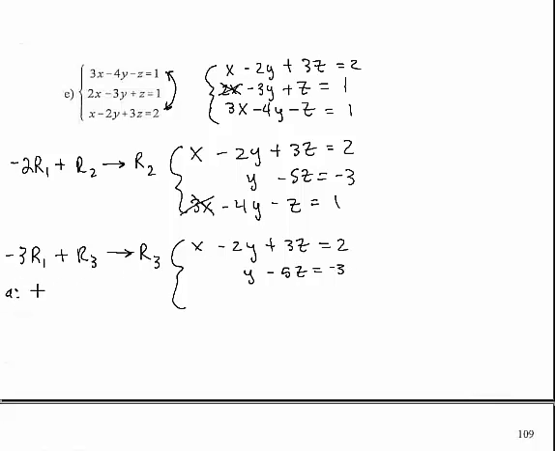So we start with the a coefficient and we say negative 3 times 1 plus 3 equals 0. For b we have negative 3 times a negative 2 plus a negative 4, which is the same thing as minus 4. We get a positive 6 minus 4 is a 2. For c we have a negative 3 times a 3 minus a 1, and we get a negative 9 minus 1 is a negative 10.